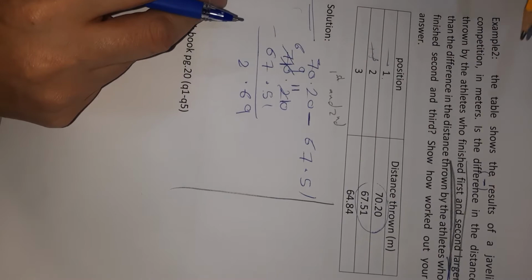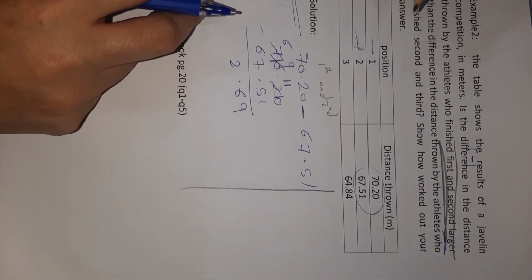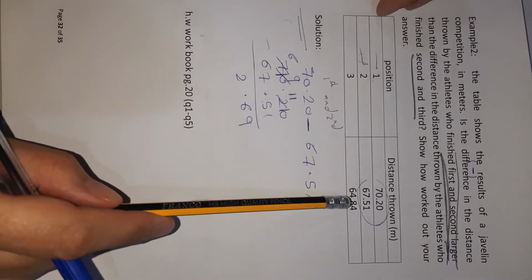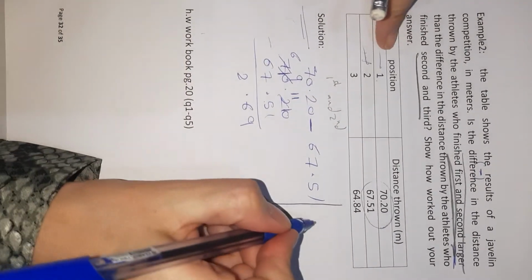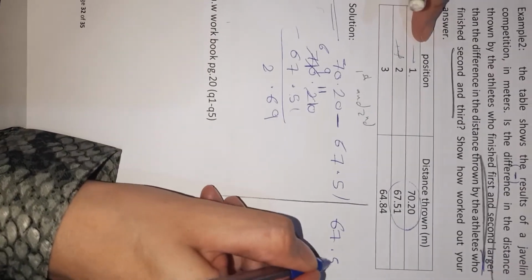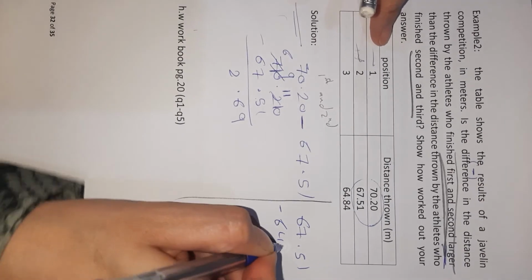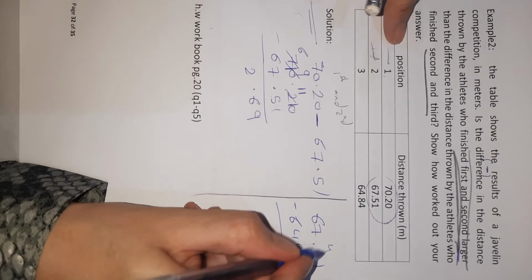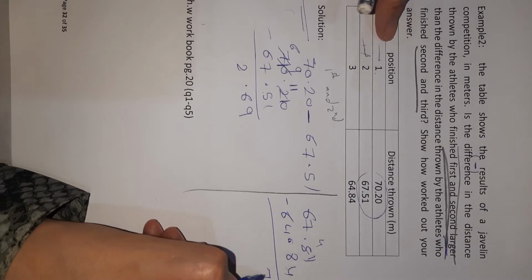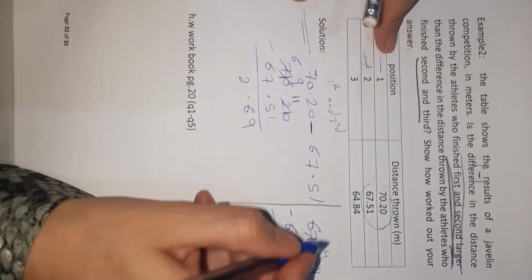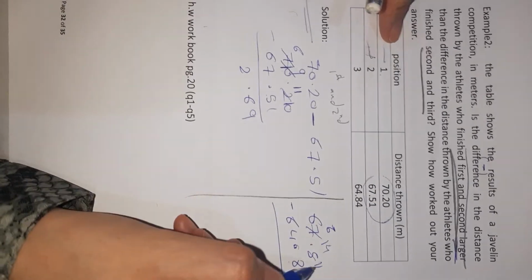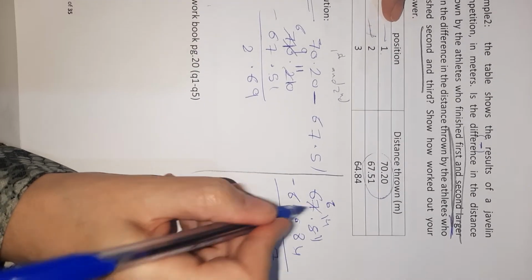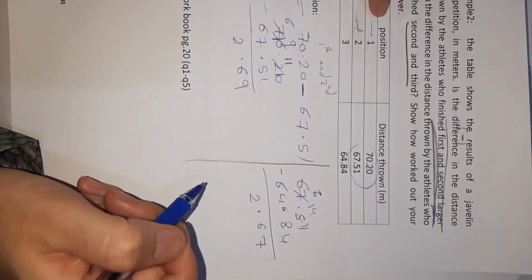Now we need to find the difference between the second and third. This is the second. This is the third. The second, 67.51 minus 64.84. 1 minus 4 we can't. Borrow from 5, it becomes 4. 11 minus 4, 7. 4 minus 8 we can't. Borrow from 7, it becomes 6. This becomes 14. 14 minus 8, 6. Bring down the point. 6 minus 4, 2. 6 minus 6 equals 0.